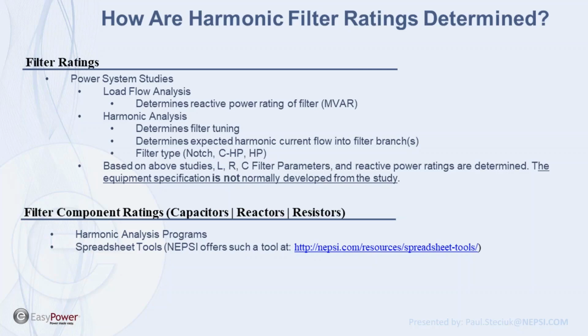The ideal situation is that when you are all said and done and the system is operating at full load, peak load, the harmonic current that flows into a filter branch is no greater than 50% of the fundamental. So it's a good rule of thumb, no more than 50% of the fundamental. So whatever the reactive power rating of the filter is, the harmonic current that flows into it, in an ideal design, will be 50% of the fundamental.